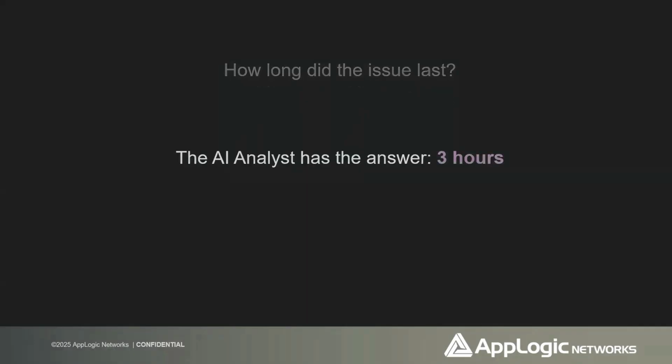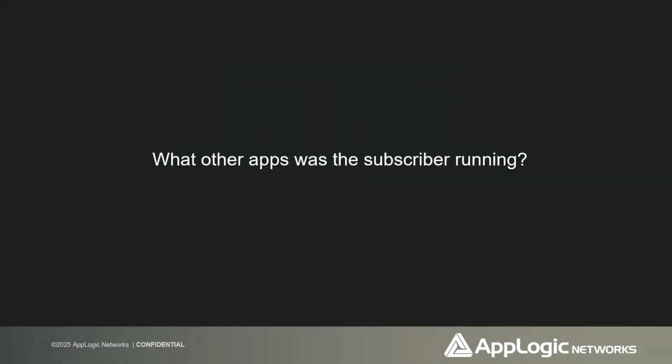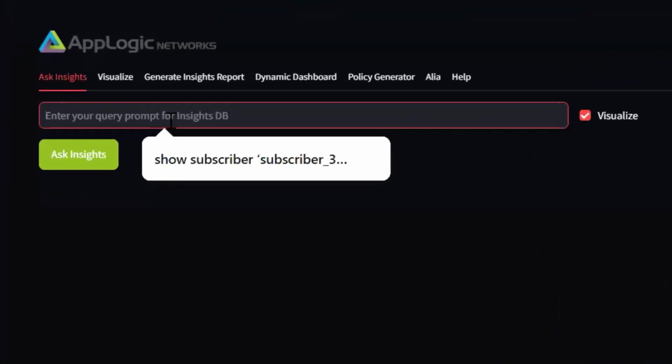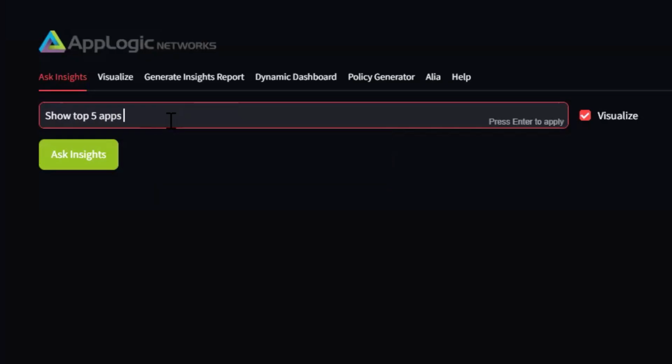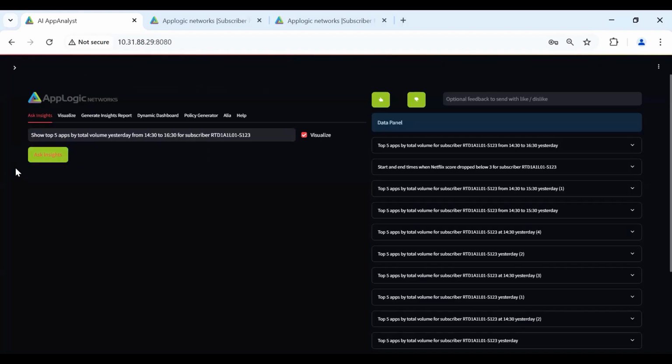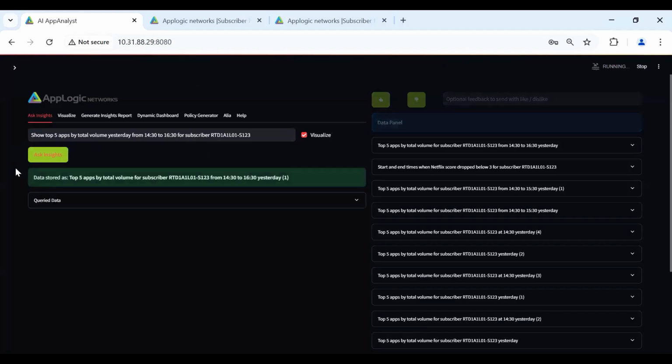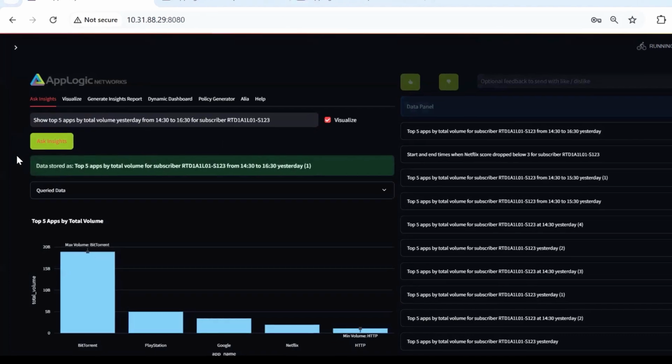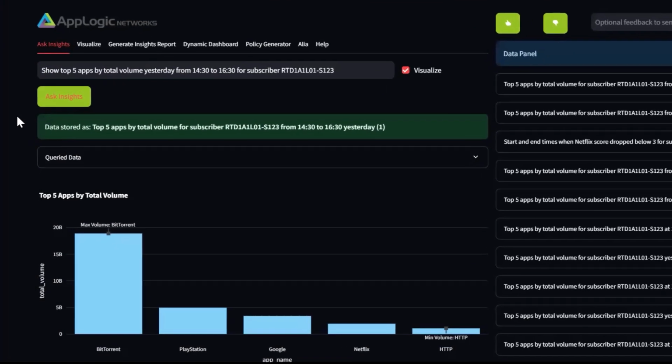The next thing we want to know, once we've identified when the issue started and how long it lasted, is what was going on when the person was experiencing the issue. We want to know what the main applications were that they were running when that issue occurred. Earlier we saw with Ops Insights that there was a congestion issue where they were exceeding their threshold. Now we want to break down what apps the person was running.